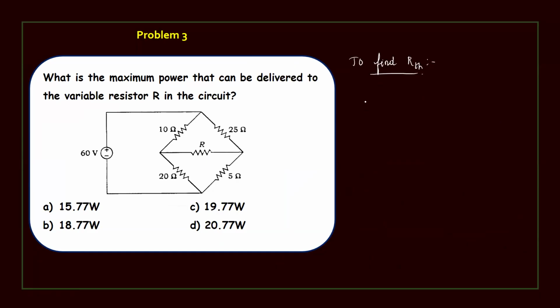So I am redrawing it like this. See here, this is the open circuit condition between terminals A and B, and here I am short circuiting the voltage source. Then rearranging the short circuit inside and the terminals outside, it will be like this.